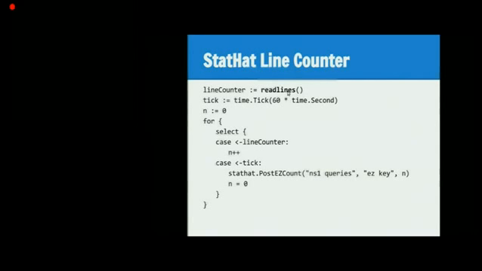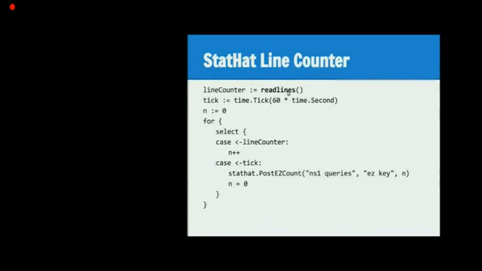N is my counter. Then I have an endless loop. I select between the 2 channels. So whenever a line comes in, I increment the counter. And then whenever 60 seconds elapses, I log that value, and then I reset it to 0. Does that make sense to everyone?